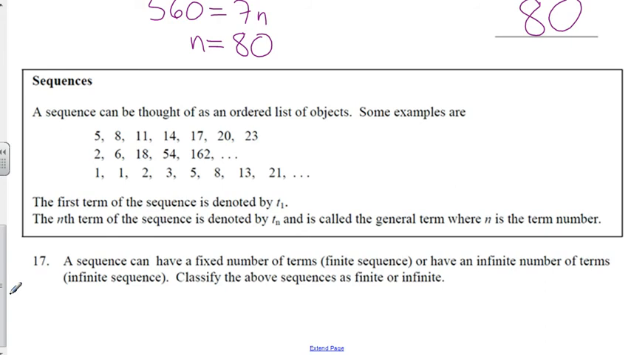Classify the above sequences as finite or infinite. So which one's which? What's this one? Finite. And the other 2 are? Okay, so that's one way to classify a sequence, as to whether it ends or it doesn't end. It's finite or infinite. Okay, questions on this page? No? So far so good.